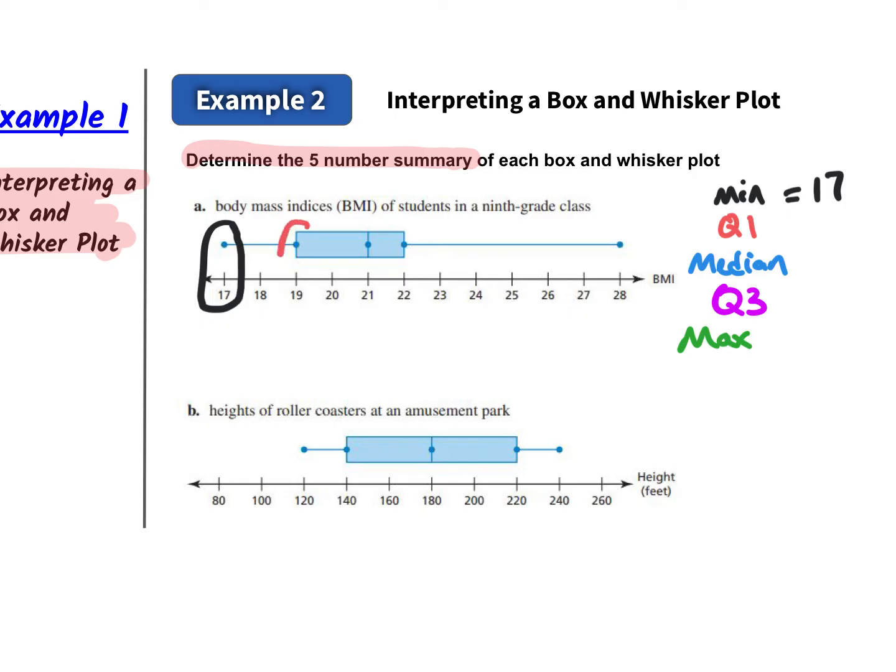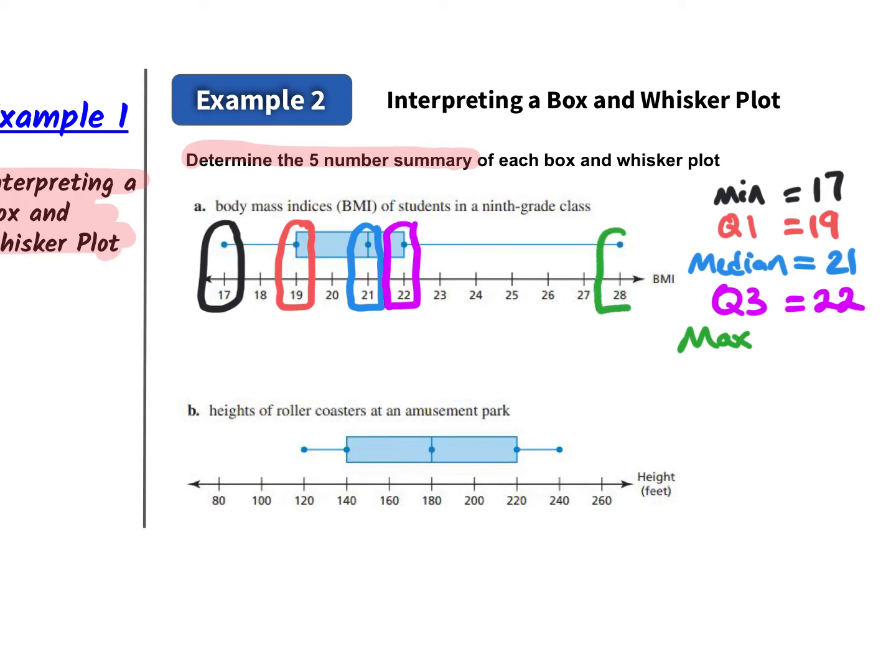The Q1 is over here where the rectangle, or where the box, begins, and so our Q1 is 19. Our median is the halfway point. It's seen right inside of wherever the line is in the box, and so this one it's 21. Our Q3 would be at the edge of our box, so in this example it's 22. And then our maximum value is over here at the edge of our second whisker, which is at 28.